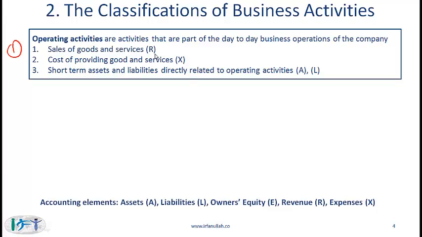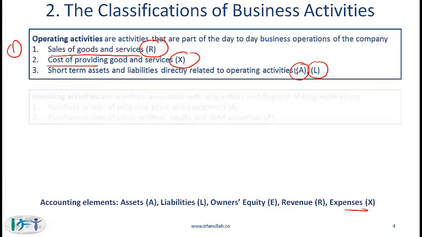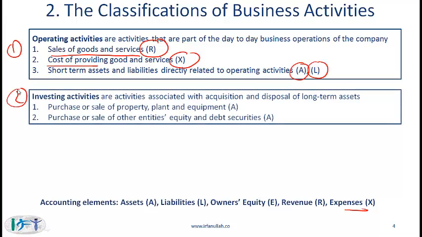In parentheses, we identify the accounting elements associated with these activities. Sales of goods and services corresponds to revenue. The cost associated with selling corresponds to expense denoted by X, and assets and liabilities are denoted by A and L.